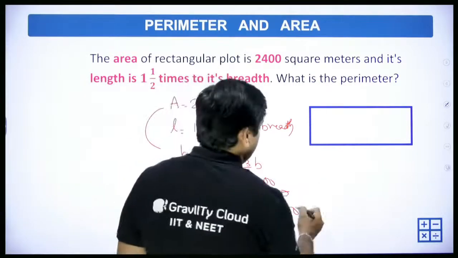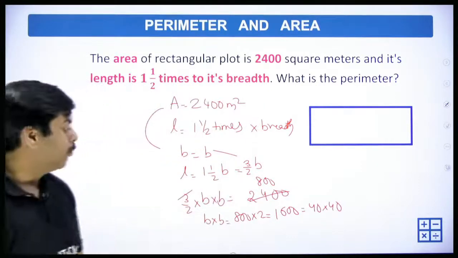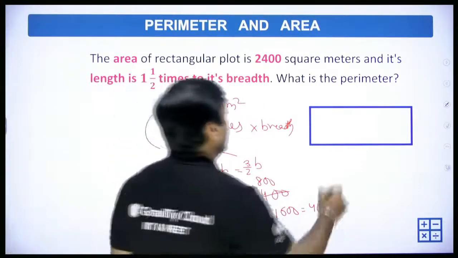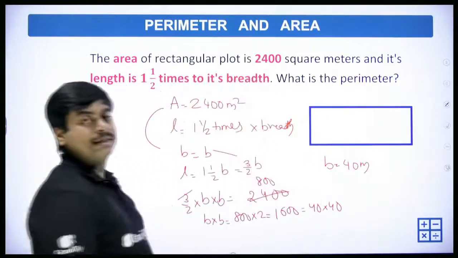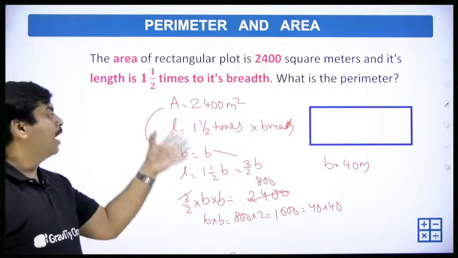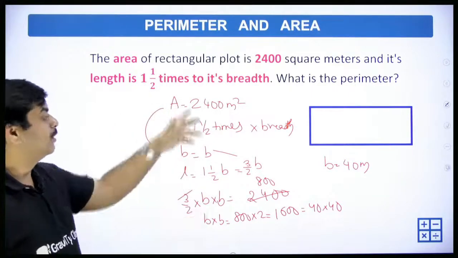So we'll get it is actually equal to 40 into 40. It is enough to say that the breadth is 40 meters. From there you can try to find 1.5 times, which is the length. From there, if you multiply these two, you'll get the area.